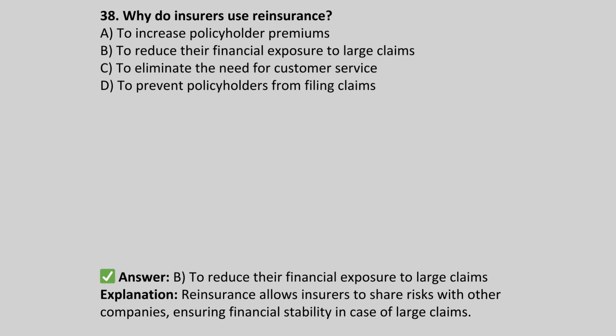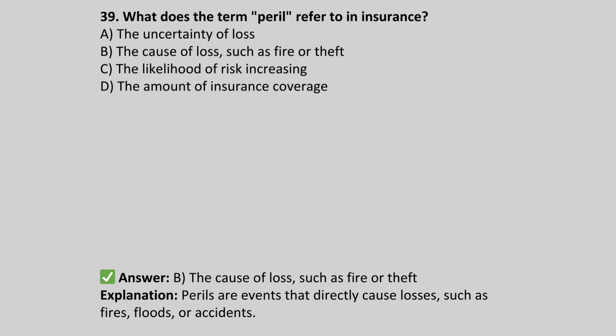Why do insurers use reinsurance? A. To increase policyholder premiums. B. To reduce their financial exposure to large claims. C. To eliminate the need for customer service. D. To prevent policyholders from filing claims. Answer: B. To reduce their financial exposure to large claims. Explanation: Reinsurance allows insurers to share risks with other companies, ensuring financial stability in case of large claims.